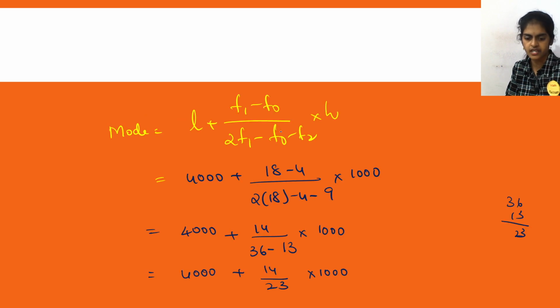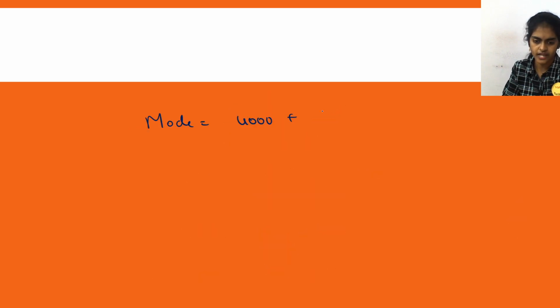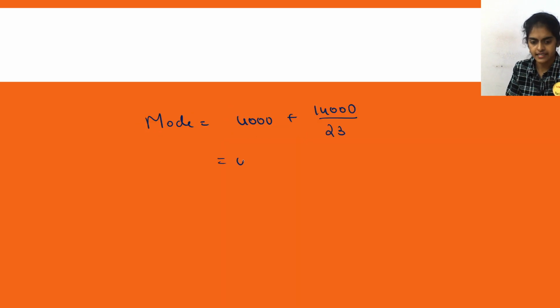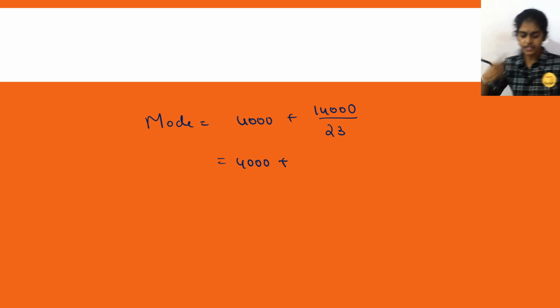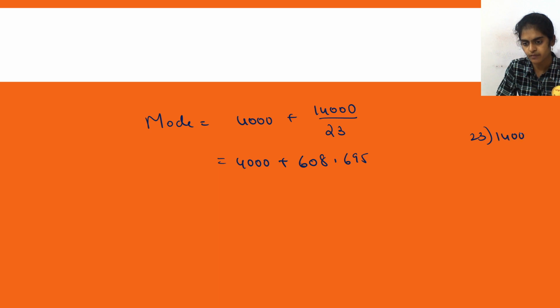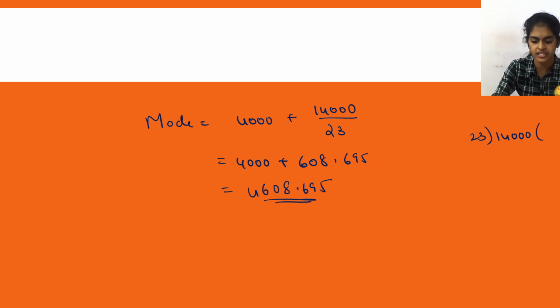Now you need simple calculation here. So mode is equals to 4,000 plus 14 into 1,000. So can I write as 14,000, 14 into 1,000, 14,000 divided by 23. That is equal to 4,000 plus 14,000 divided by 23. If you divide, you will get around 608.695. Just divide 14,000 by 23, you will get this answer. So just add, so it will be 4608.695. This is the mode of the given data.